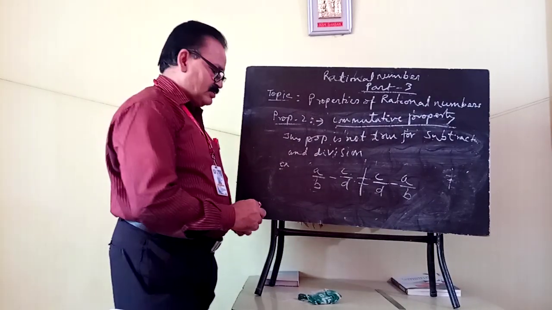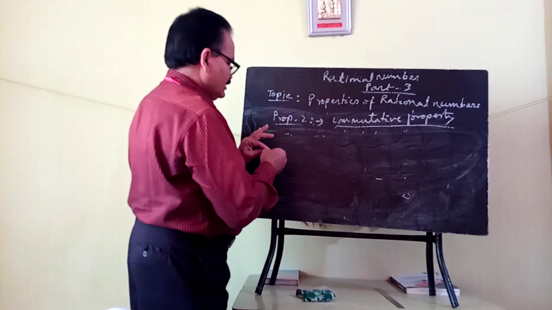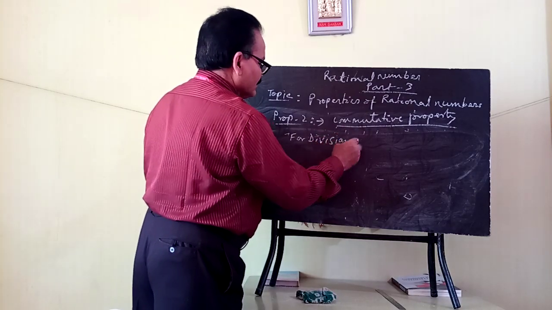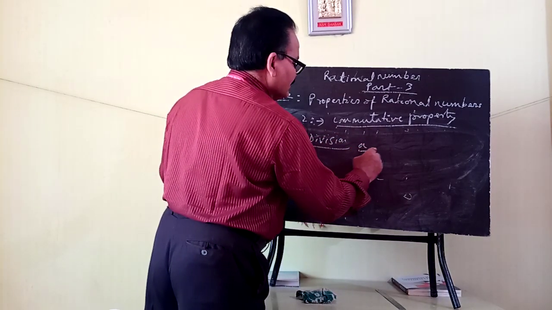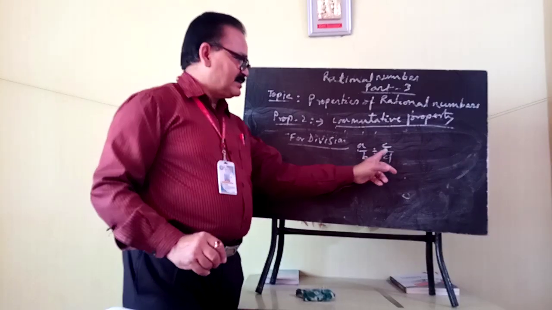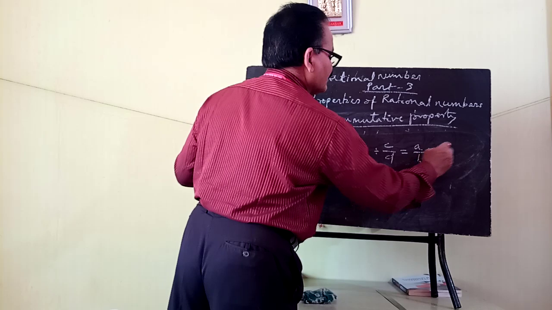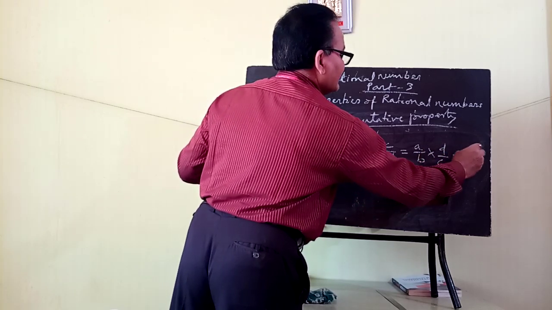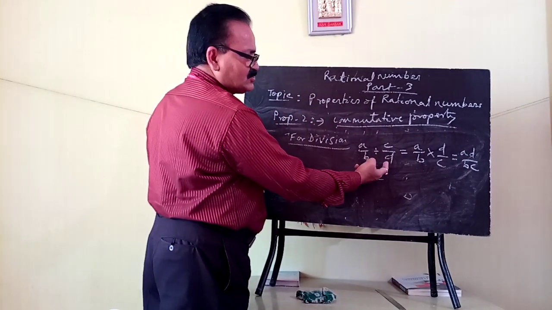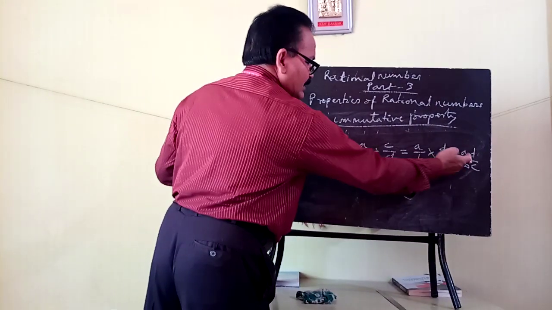In case of division also, it is not true. For division, A by B divides C by D. Rational A by B is divided by C by D. What answer you will get? A by B into D by C means AD by BC. Because C by D has to be reciprocated, then it will become D by C, and with multiplication you have got AD by BC.